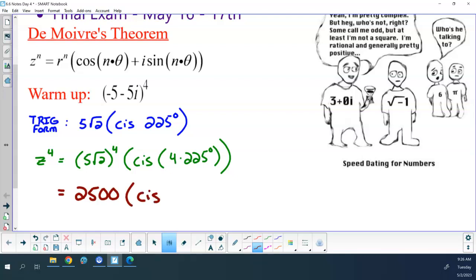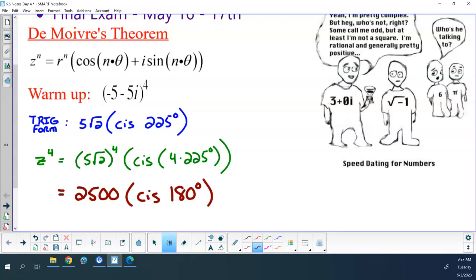4 times 225 is 900. 900 is 2 extra laps around, and it should leave me with 180 degrees. 900 minus 720, because that's 2 laps, is 180. Okay?